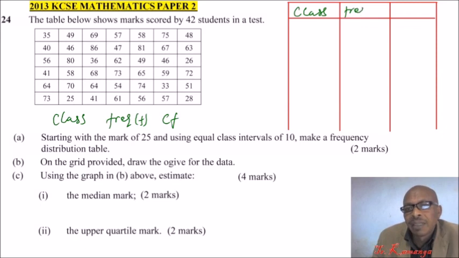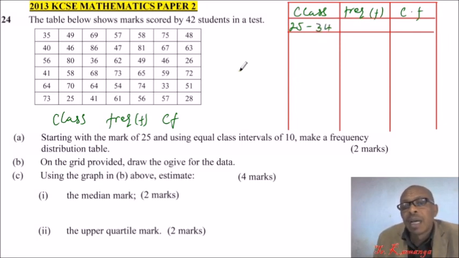This is frequency, and this is cumulative frequency. So we are going to start with the first one. Let's have the row there, and we are supposed to start with 25. Across an interval of 10, you have 25 to 34. So we count how many marks were in between 25 and 34.